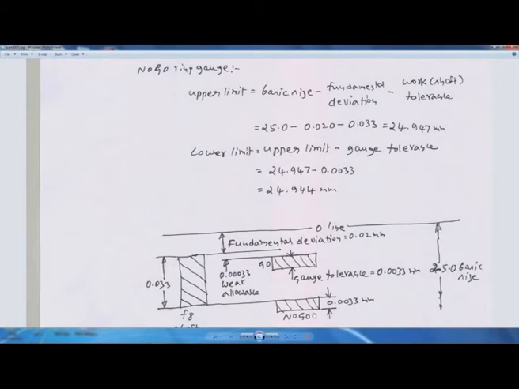And this is the lower limit for no go ring gauge. This we can obtain by subtracting the gauge tolerance from the upper limit. So lower limit of no go ring gauge is equal to upper limit minus gauge tolerance, that is 24.947 millimeter minus 0.0033 millimeter, which is equal to 24.944 millimeter.